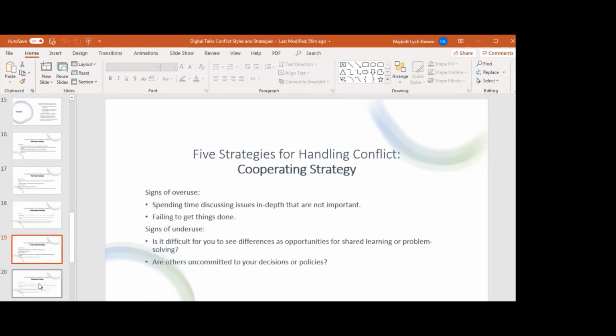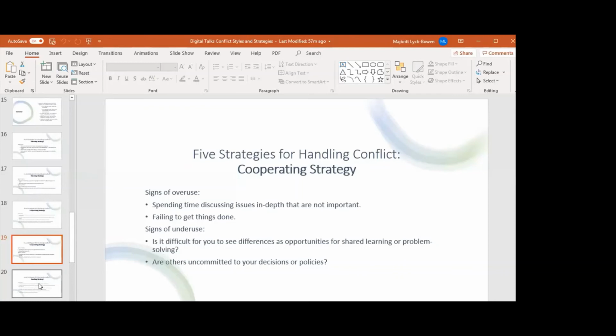Okay, so a sign that you're using this too much is if you're constantly feeling in a group, for example, that you are spending time discussing issues to a great depth that really aren't that important. That's where it can almost become that the relationship and listening to everybody becomes more important than the issue itself. So you will feel that you basically don't get things done. You feel that you are talking and talking, but not really reaching any kind of conclusion in many cases. Then that's perhaps a sign that the cooperating strategy is being used a bit too much.